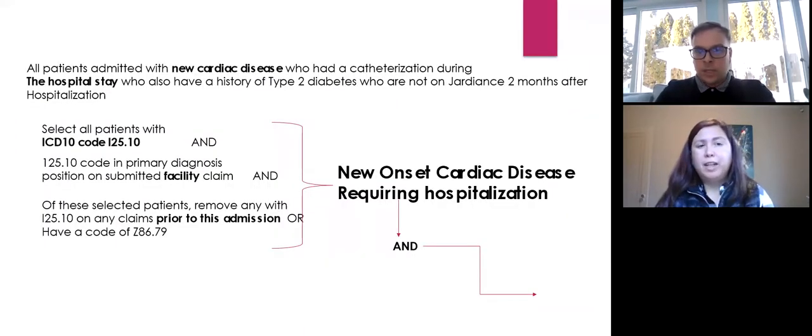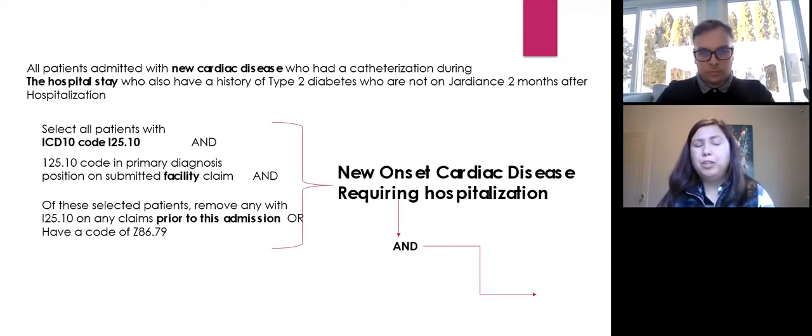So we're going to take an algorithm, and it's going to basically fit the bill of this sentence. We're going to get all patients who were admitted with new cardiac disease, who had a cardiac catheterization during their hospital stay, who also have a past medical history of type 2 diabetes, who are not on Jardiance. And Jardiance is a drug that has been shown to improve outcomes in these type of patients.